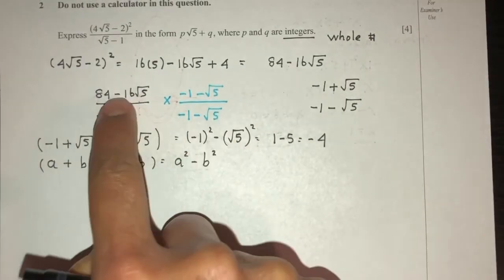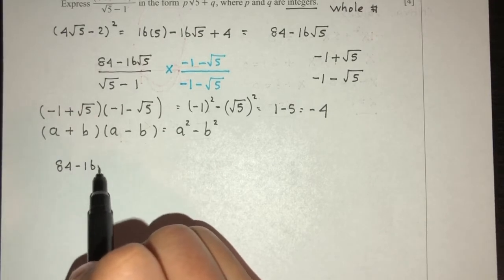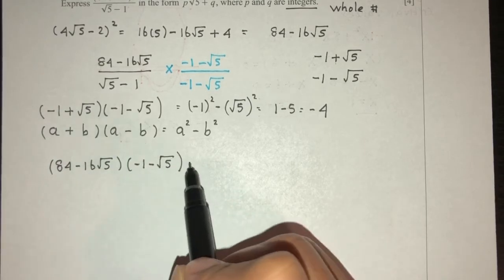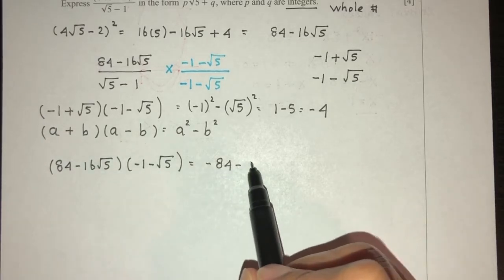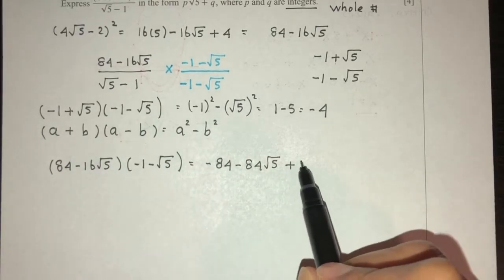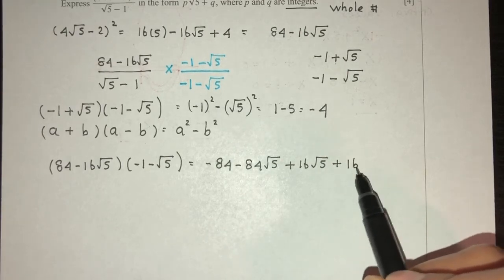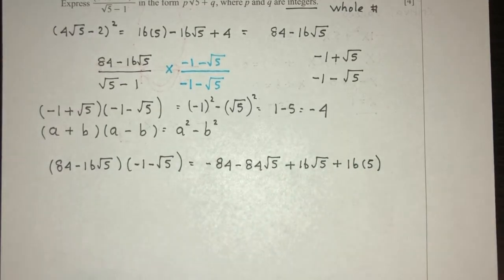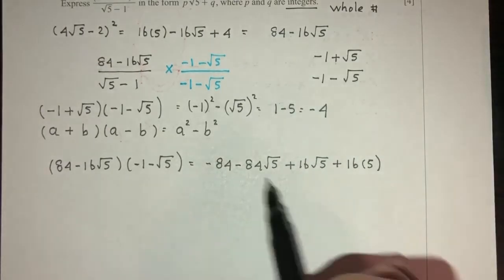Now for the numerator, let's do this multiplication as well. You will have 84 minus 16 root of 5 times minus 1 minus root of 5. One by one, 84 times this will give you minus 84 root of 5, and then this times this will be plus 16 root of 5, plus 16 root of 5 times root of 5, that will be 5. Now we have to simplify. So this plus this is what? That will be minus 84 plus 16, that is minus 68.